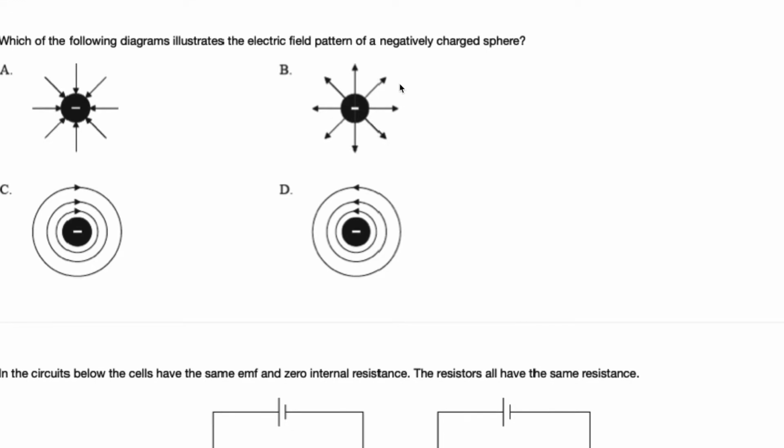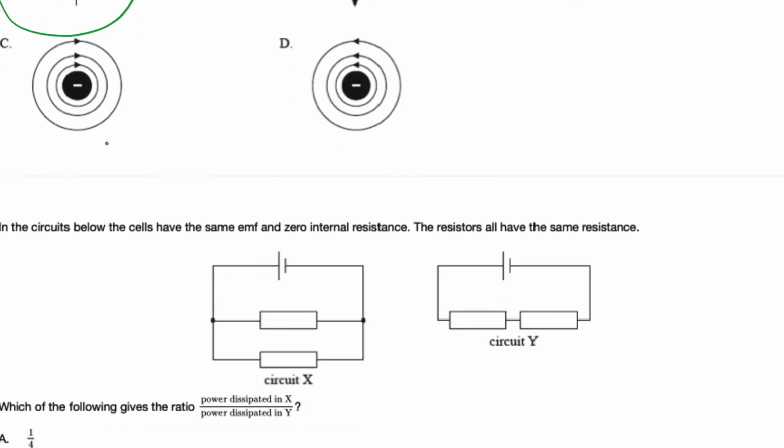Which of the following diagrams illustrates the electric field pattern of a negatively charged sphere? So it's A, because the electric field is going to radiate inward. There should be no electric field inside the sphere.